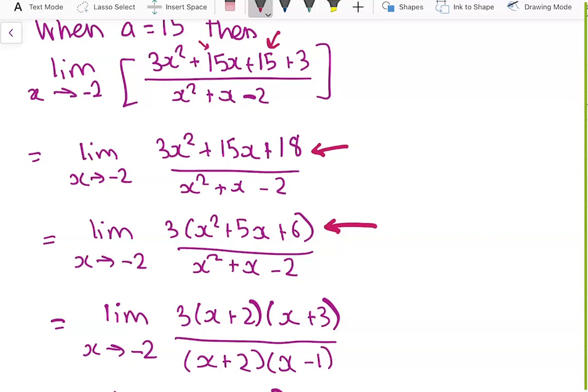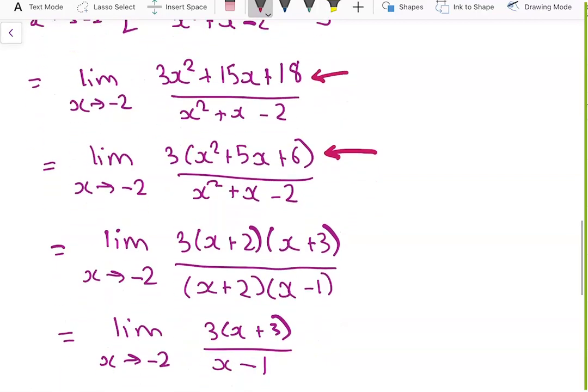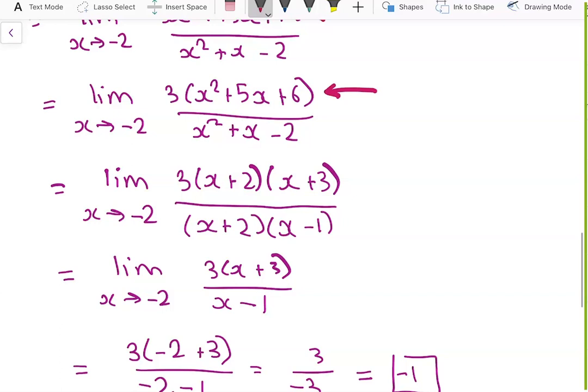And now we can also observe we can factorize the quadratics in the numerator and the denominator. So we get (x plus 2) times (x plus 3) in the numerator and (x plus 2) times (x minus 1) in the denominator. And now we can see since x plus 2 is not equal to 0 when x is not equal to -2 but approaches -2, it means we can cancel out the x plus 2's. So we can cancel these two out, and we end up with 3 times (x plus 3) divided by (x minus 1).